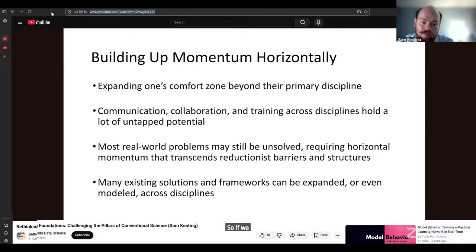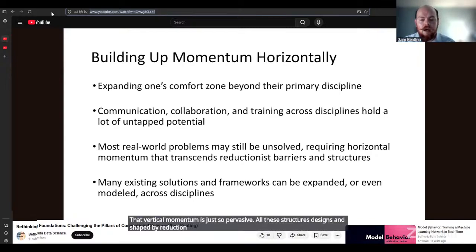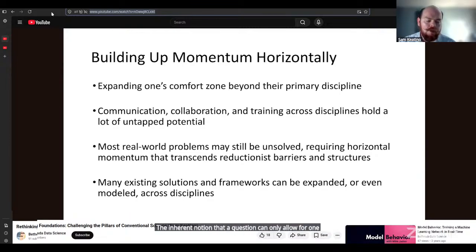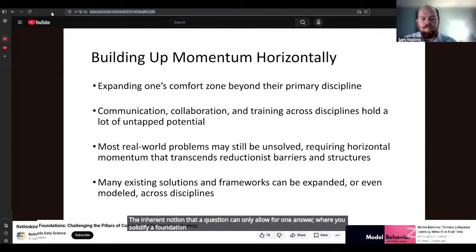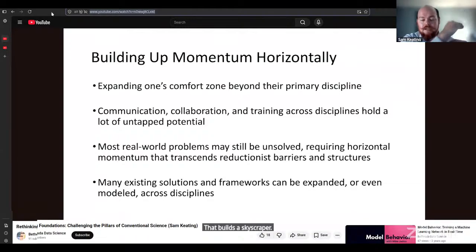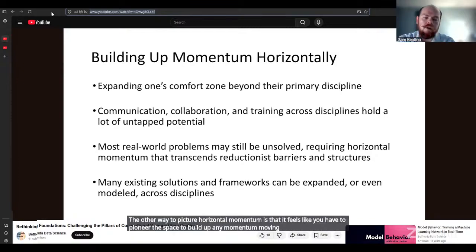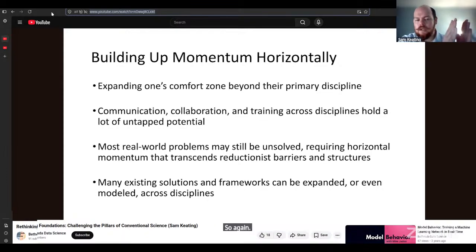So if we don't have room to overturn or question old knowledge, that vertical momentum is just so pervasive. All these structures are designed and shaped by reductionism, the inherent notion that a question can only allow for one answer, where you solidify a foundation that builds a skyscraper. And it's this vertical trajectory that's a lot like the ski slope or skyscraper, if we want to envision it. The other way to picture horizontal momentum is that it feels like you have to pioneer the space to build up any momentum moving horizontally across all the vertical bins shaped by reductionism. So again, the foundation is rock solid and hard to question.